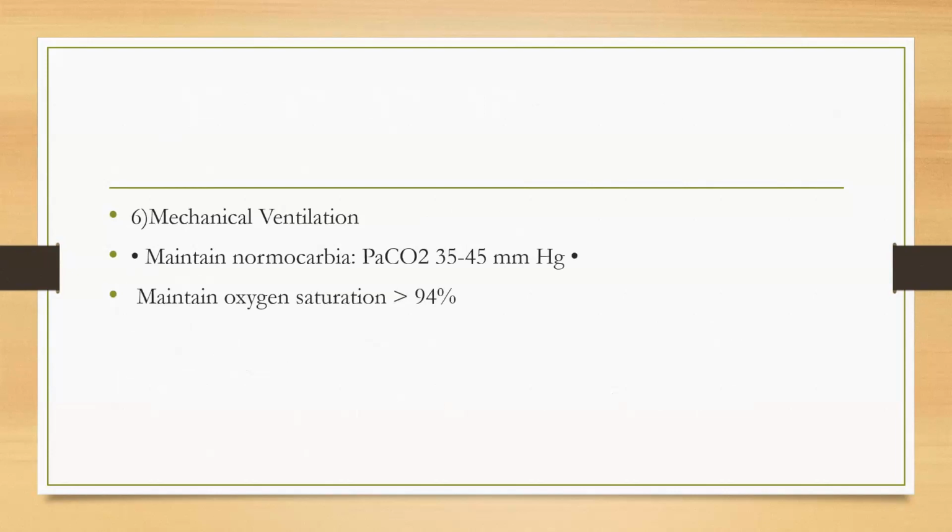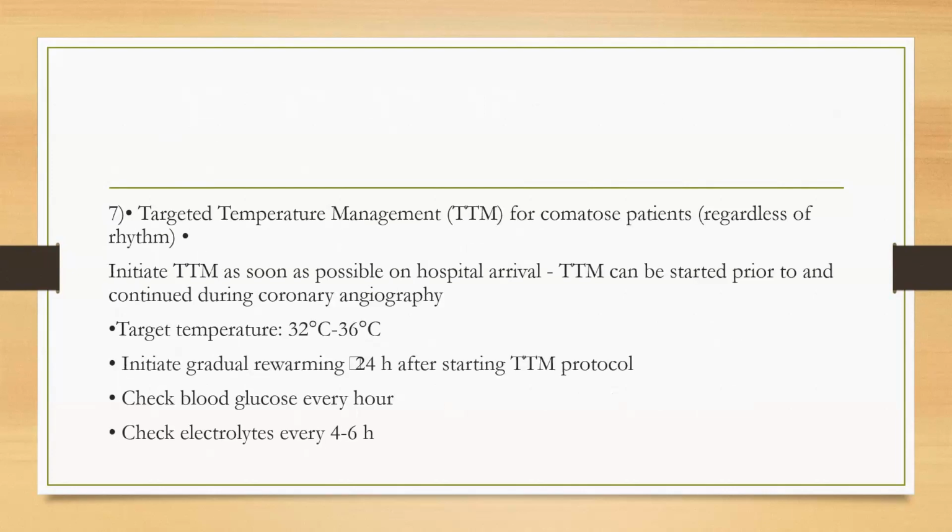Then regarding mechanical ventilation, maintain normocapnia, that is 35 to 45, and oxygenation level should be above 90. Regarding targeted temperature management, if a patient is fulfilling the criteria for TTM, then we should initiate TTM as soon as possible on hospital arrival. TTM should be started prior to and continued during coronary angiography. The target temperature should be maintained between 32 to 36 degrees Celsius for at least 24 hours, and then we should start gradually rewarming the patient.